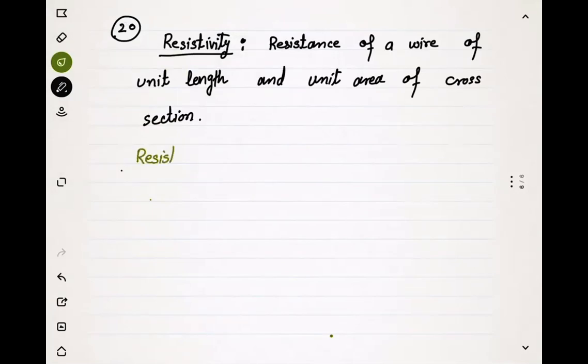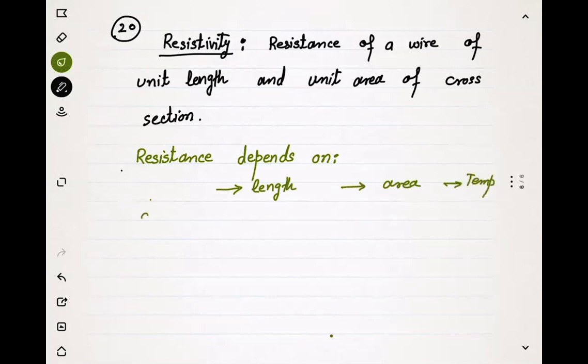Resistance depends on factors. They are length, area, temperature, and the material of which the wire is made. These are the four factors on which the resistance depends. It depends on dimensions. Length and area are the dimensions. Then it depends on the temperature and material.